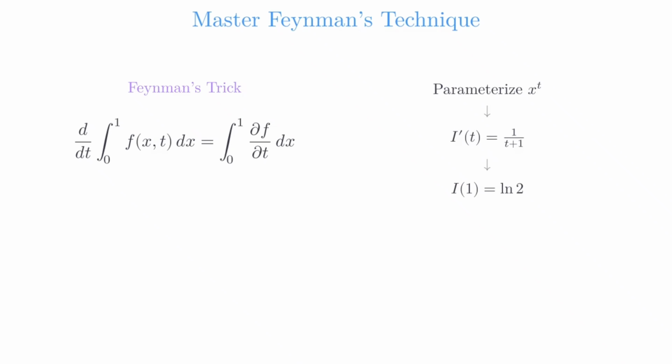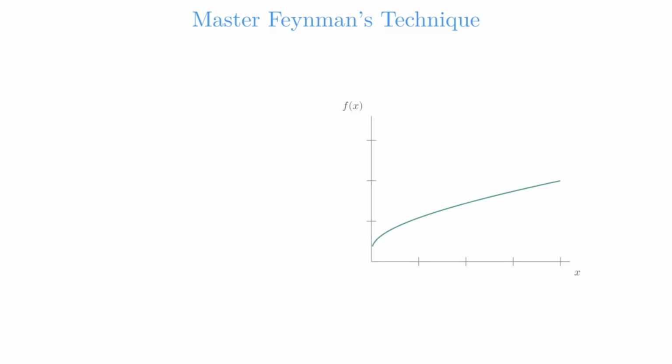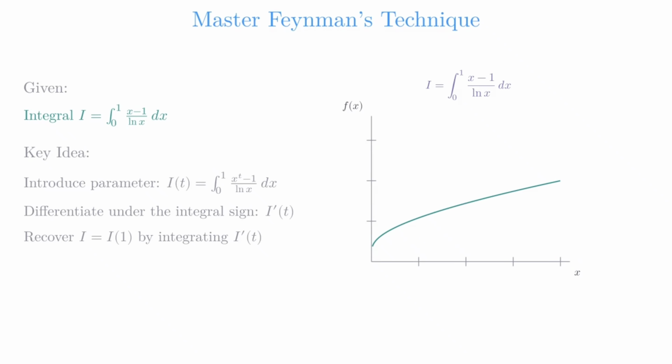Let's work through it on the diagram. How do you integrate x minus 1 over ln x from 0 to 1? Standard methods like substitution and integration by parts all hit a wall here. The logarithm in the denominator blocks every direct approach. But Richard Feynman had a brilliant trick. Introduce a new parameter, differentiate under the integral sign, and watch the complexity vanish.